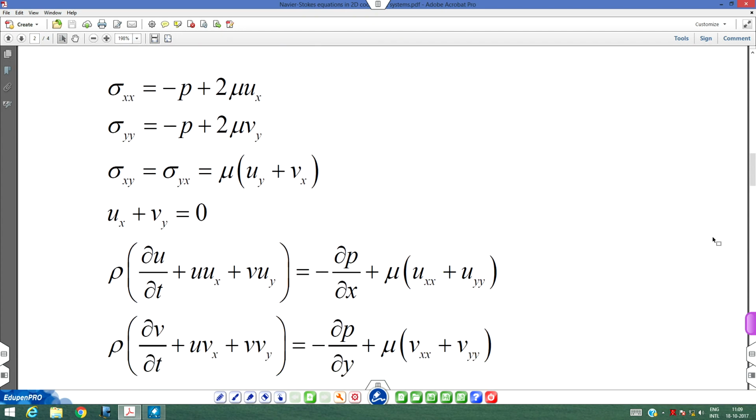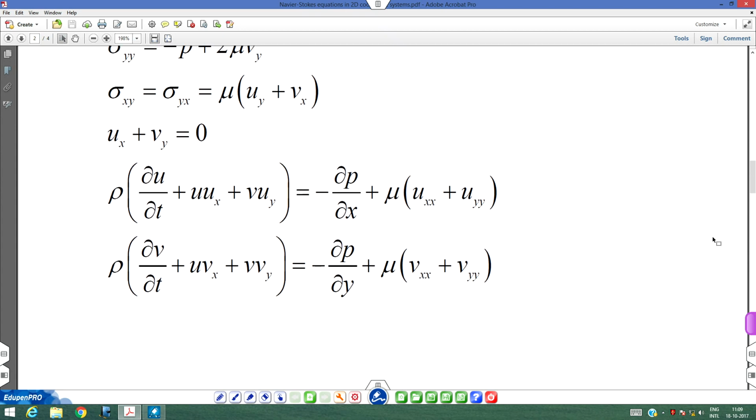So, u_x plus v_y equal to 0 is mass balance, then x momentum equation, y momentum equation. So, the basic unknowns in 2 dimensions are u, v and p, 3 unknowns, 3 equations. But for fully developed flow, we managed to reduce these 3 equations to 1. If you have 3 dimensions, you will have mass balance and 3 momentum equations corresponding to 3 components of velocity.